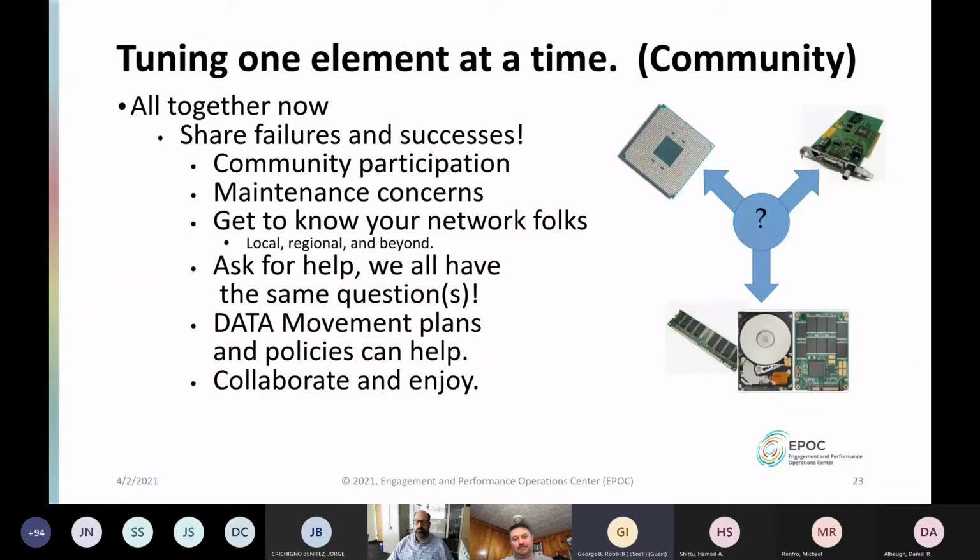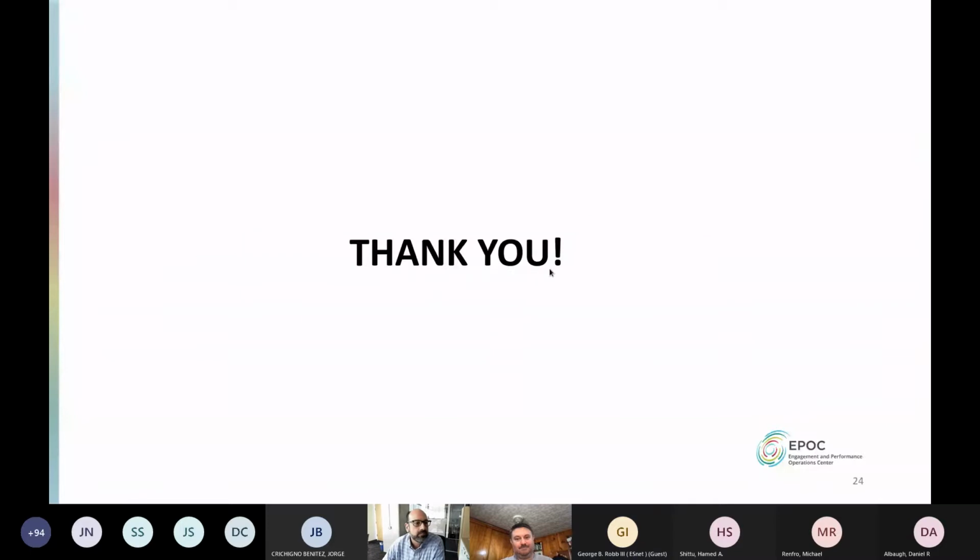And then data movement plans. I can't say enough good about data movement. What is your network data plan? What are your research data plans? Overall, collaborate and enjoy. Let's get the science moving. Let's get these DTNs humming. Thank you. Thanks for letting me have a talk, and I'm all ears for questions.